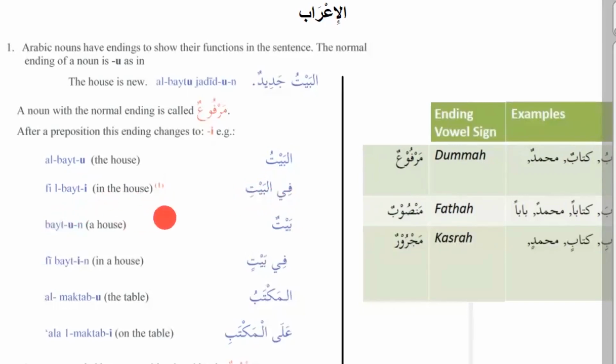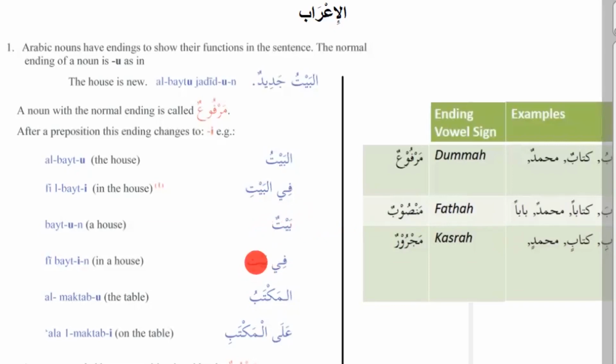So again, we see here baytun, a house. Here it means the house. We all know why: it is ma'rifa. We did ma'rifa and nakira in the last lesson. Here it is nakira, having dhammatain. That is the default form. It does not have fathatain or kesratain. The default form is dhammatain, so baytun. But if a preposition attaches, that is just one of the examples that changes it to have kesra.